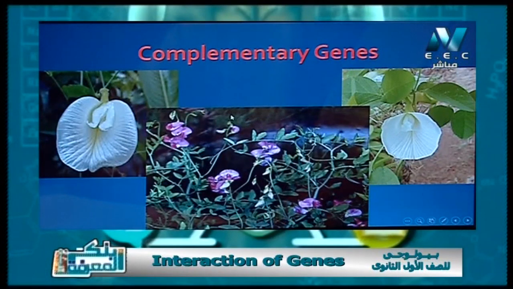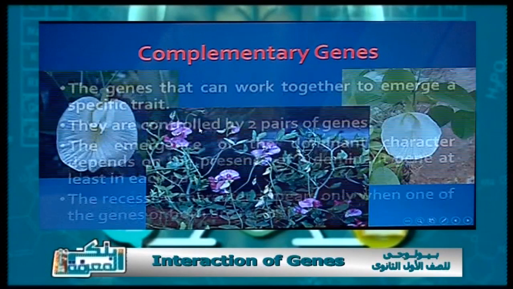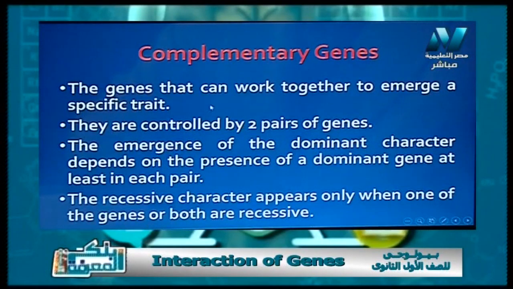By allowing the first generation to self-pollinate, or crossing them with each other, the second generation will be pink and white. Let's see this case in detail. Genes that work together to produce a specific trait are what we mean by complementary genes.